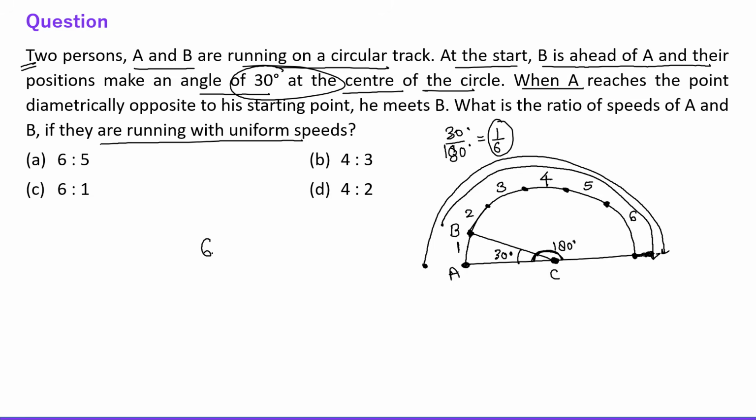So time taken by A to cover these 6 parts is equal to the time taken by B to cover 5 parts. Which means the ratio of their speeds is 6:5. Okay. This is a good question of geometry as well as time, speed and distance. So now let's move to the other question.